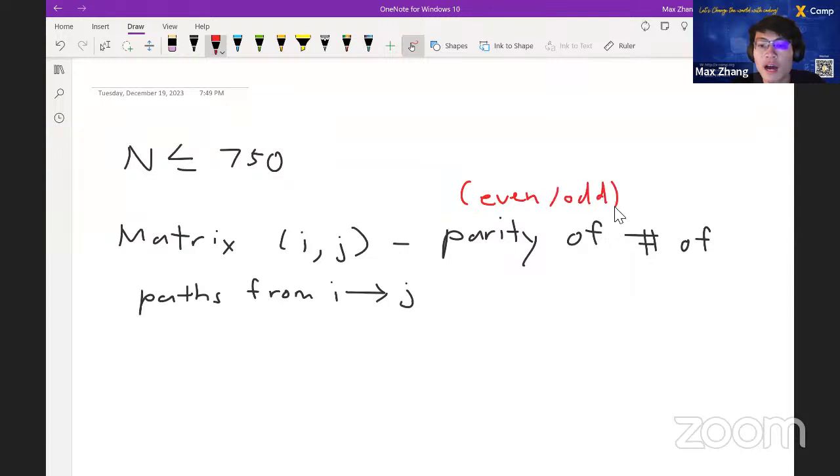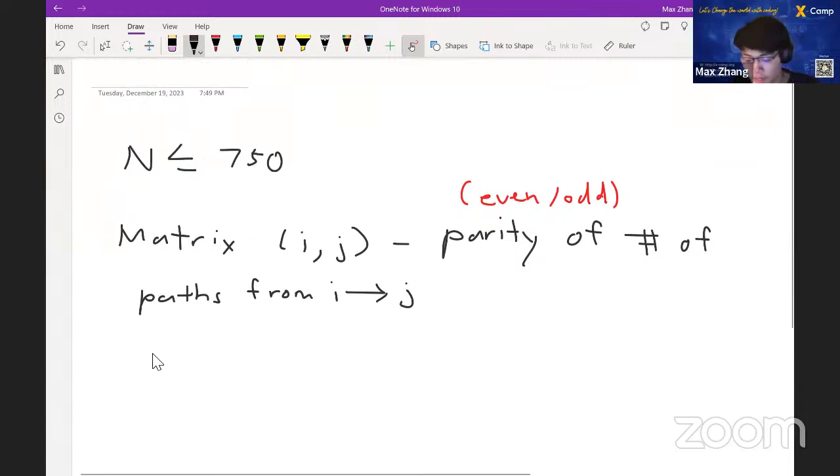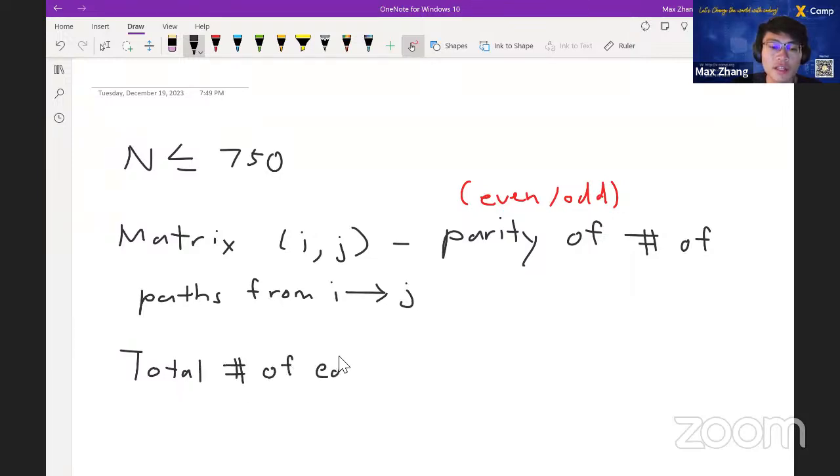And now our task is we want to determine the total number of edges. We want to count the total number of direct edges in this graph, and everything is with i less than j. So how should we approach this problem?